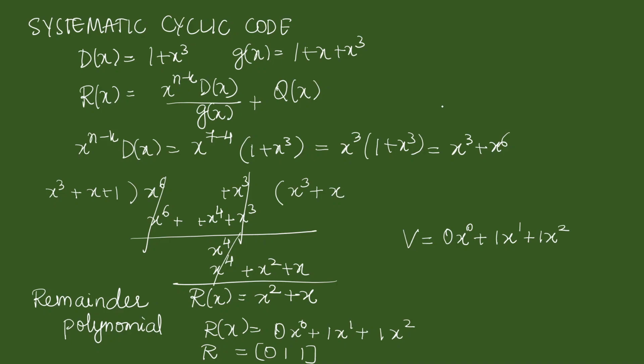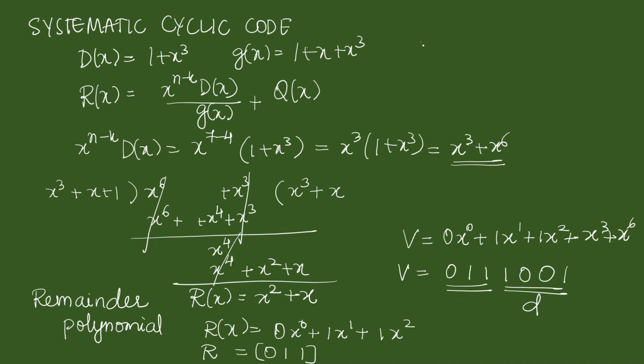Then what you need to do is place the x power 3 plus x power 6 over here. I'll tell you again how to construct this: 0 1 1 1 0 0 1. This is your code word for the data 1 0 0 1. Here you can clearly see this is the data, and this is the parity part, or the remainder part.